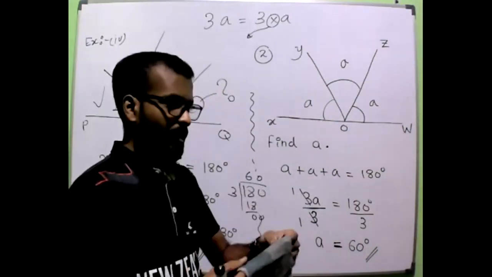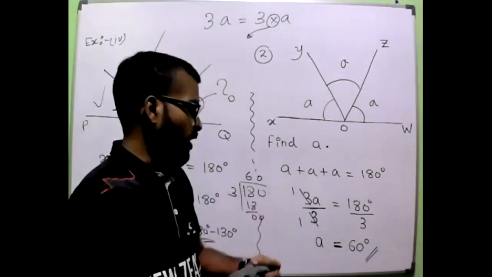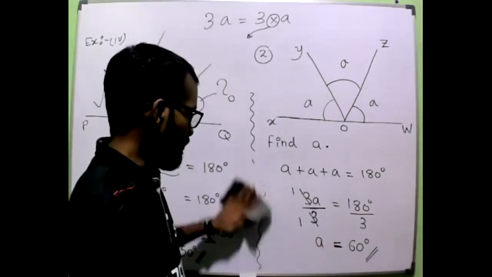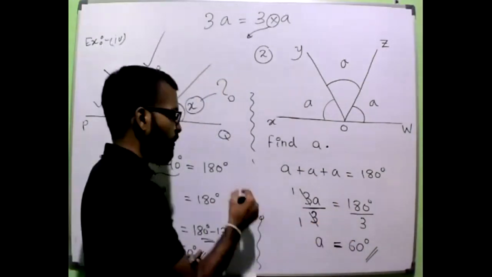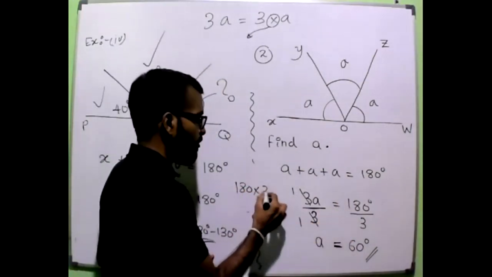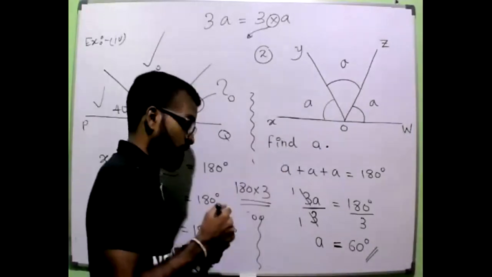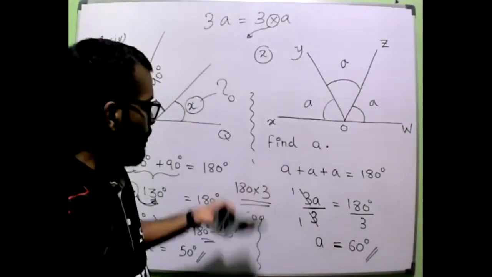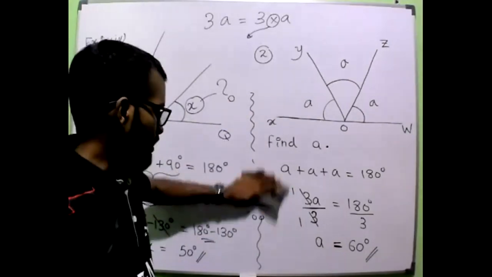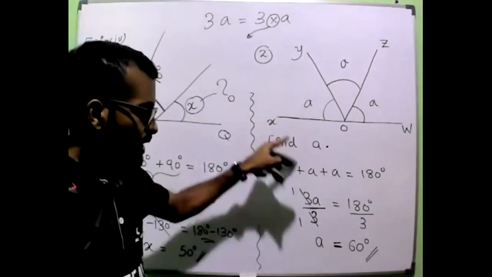Right? So you have to do it this way. You cannot use multiplication. If you use multiplication, you have to multiply 180 by 3, so it is a greater thing, and I do not know the answer. So this is the correct way.